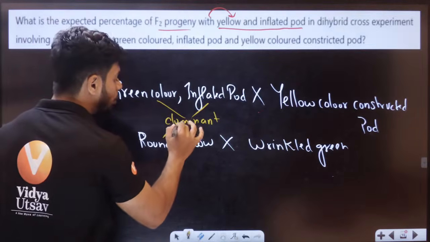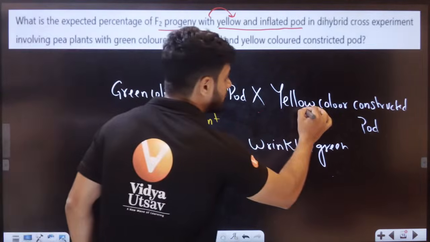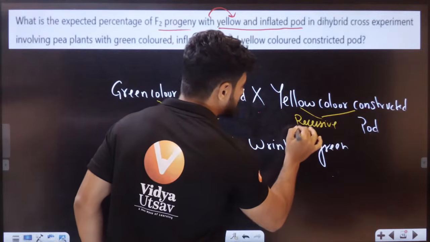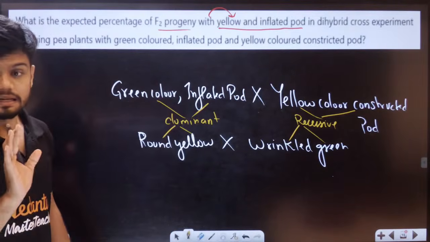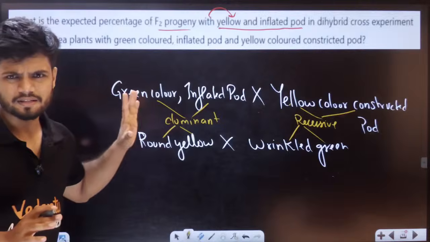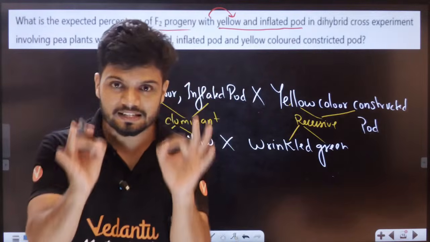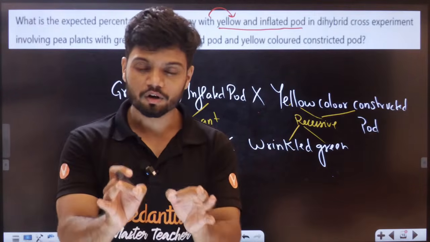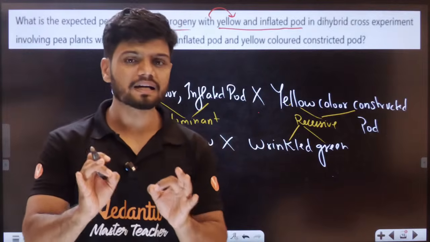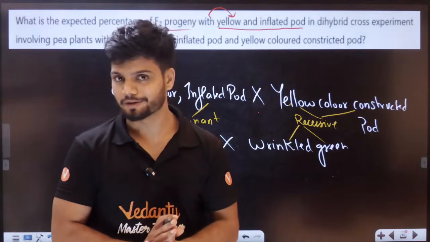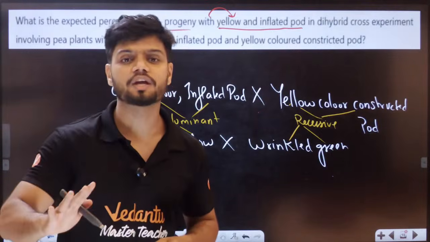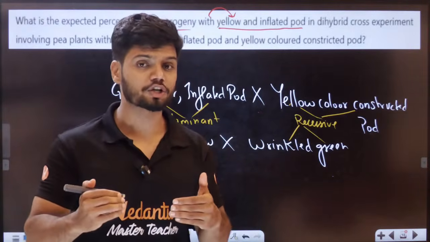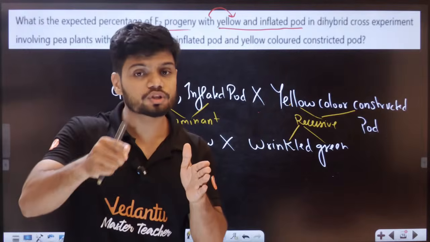Like how we had yellow and round in yellow. Yellow and constricted pod here, both are your recessive traits, similar to wrinkled and green. Same thing is present. So students, whatever character or trait we take, will the dihybrid ratio change? Never. The dihybrid ratio will never change, especially in Mendelian. In non-Mendelian it can change, but in Mendelian it will never change. It will always be 9:3:3:1 only.